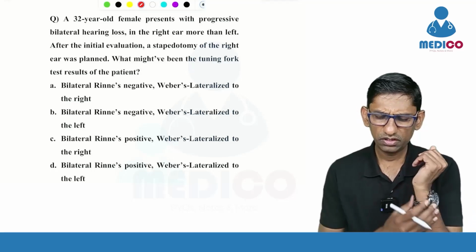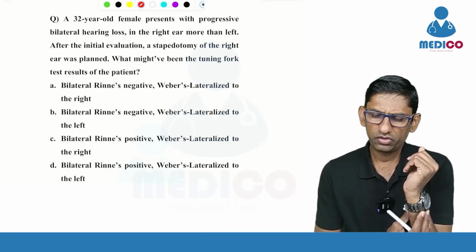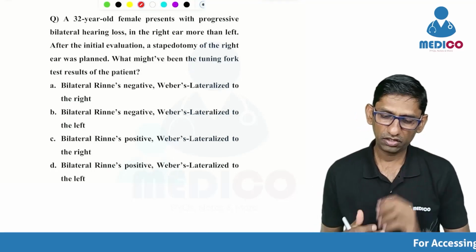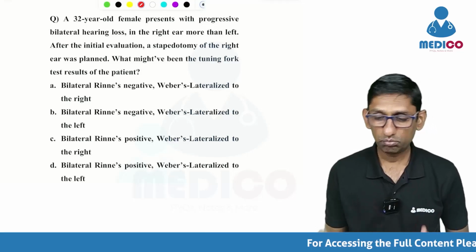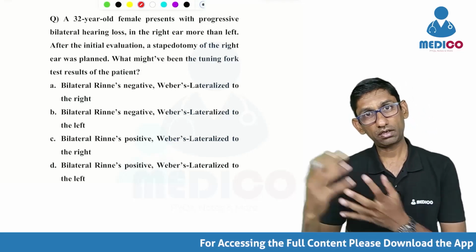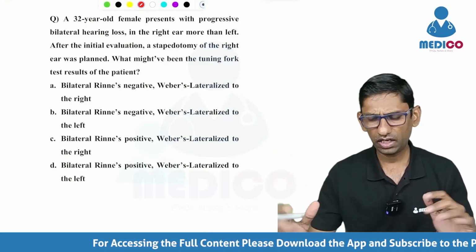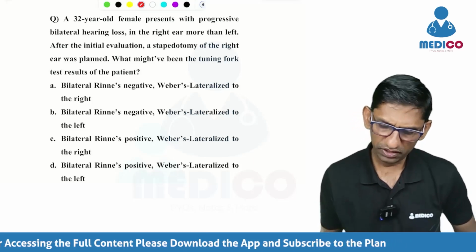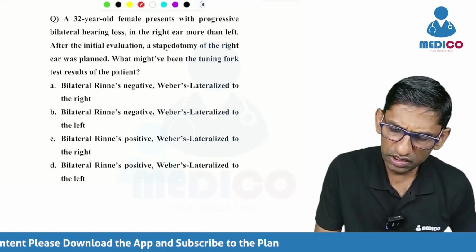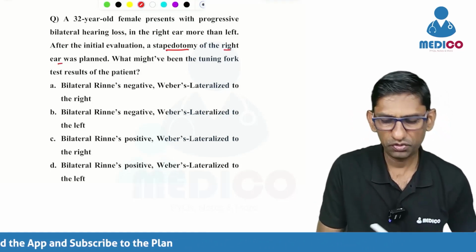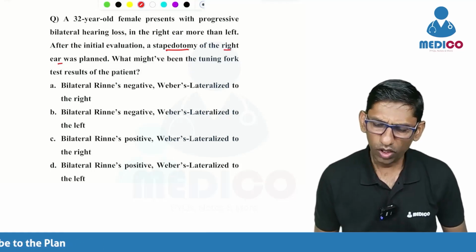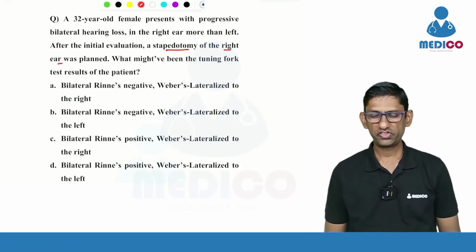Coming to the question: a 32-year-old female presents with progressive bilateral hearing loss, the right ear more than the left, but both ears are affected. After the initial evaluation, a stapedotomy of the right ear was planned for the patient. What might have been the tuning fork test results of the patient?